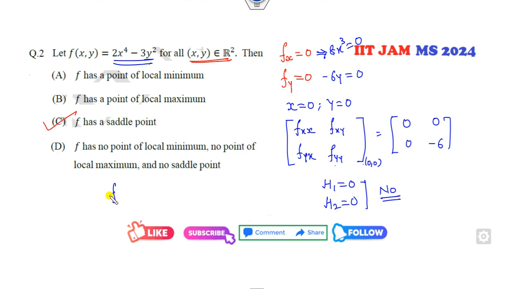So then again you have to look at these 2 points and check whether both are greater than 0 or less than 0. That's why I always suggested you can look at the function. If it has even powers and a negative sign, then it is always a saddle point, always.